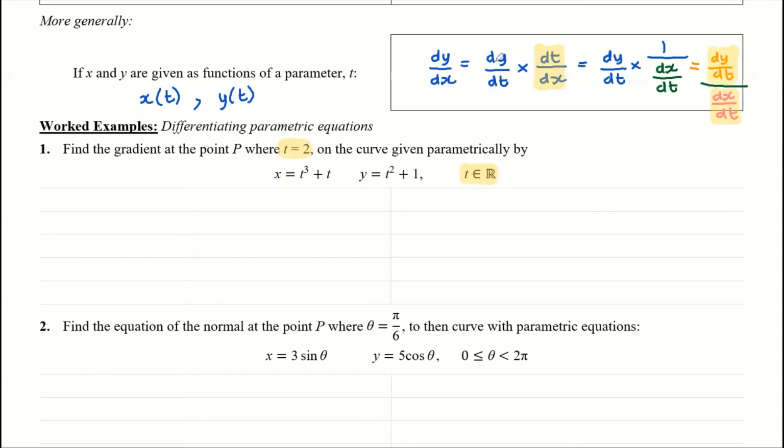So the gradient at the point P. So we need to find here what dy by dx is.